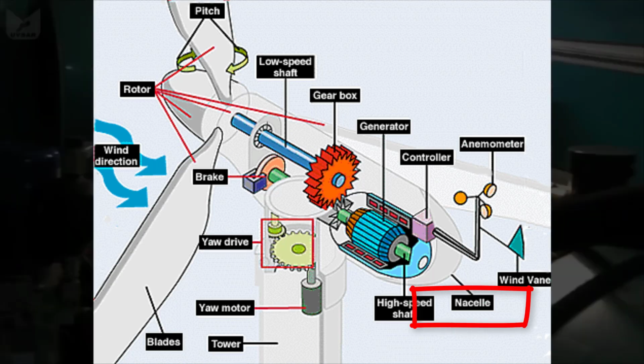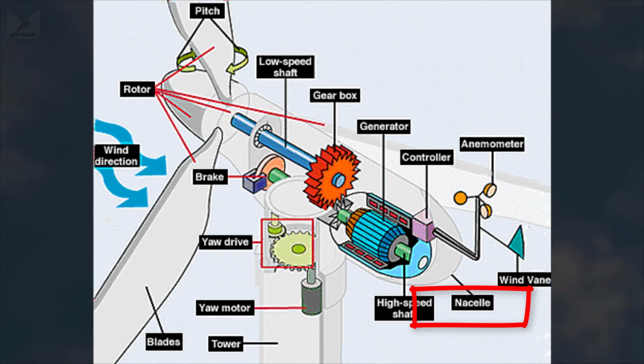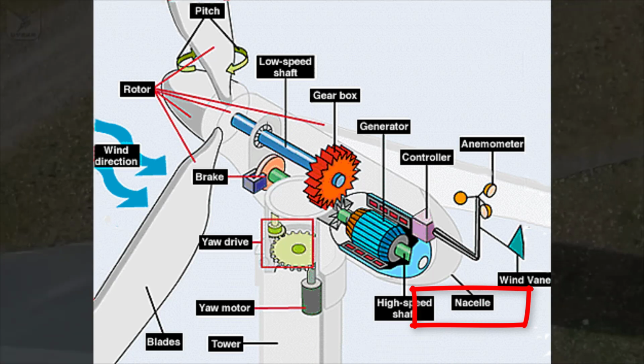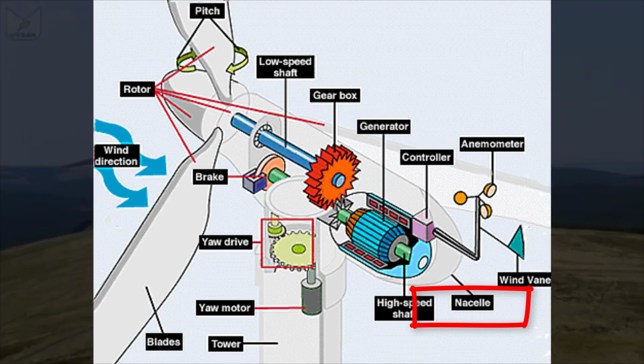Nacelle: the nacelle sits atop the tower and contains the gearbox, low and high speed shafts, generator, controller, and brake. The nacelle is nothing but a cover inside which various parts of the wind power system are installed.